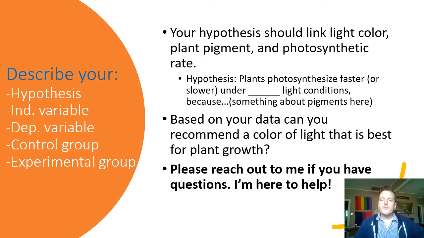And so to go over hypotheses a bit more, your hypothesis in this week's lab should link light color, plant pigment, and photosynthetic rate. So not just the amount of carbon dioxide, because that'll be misleading, but the change in carbon dioxide. And so an example hypothesis is that plants photosynthesize faster or slower under blank light conditions because, and then your because should include something about pigments, because that's really the concepts that we want you guys to link.